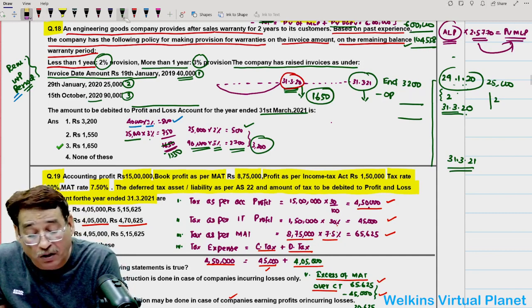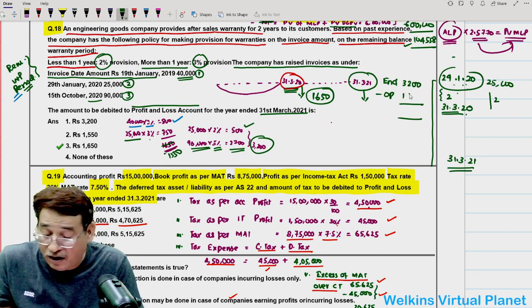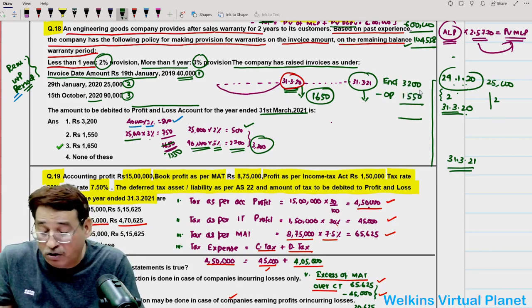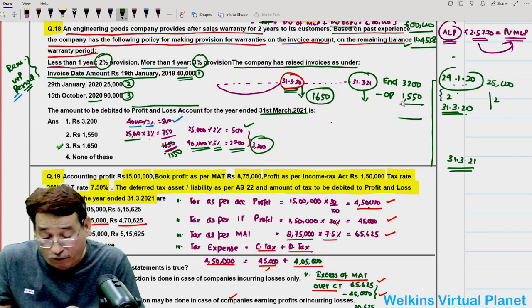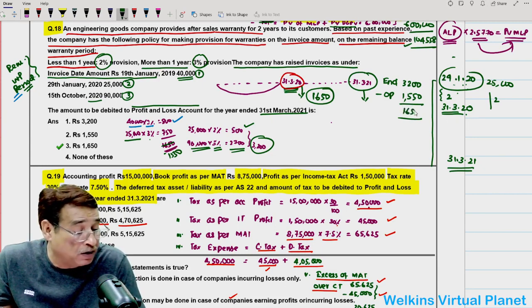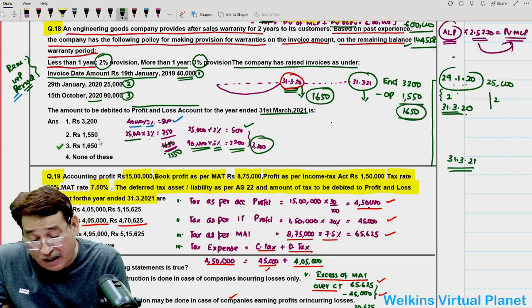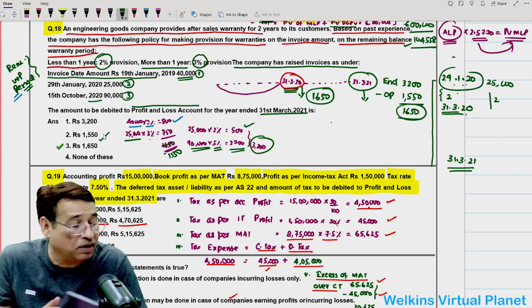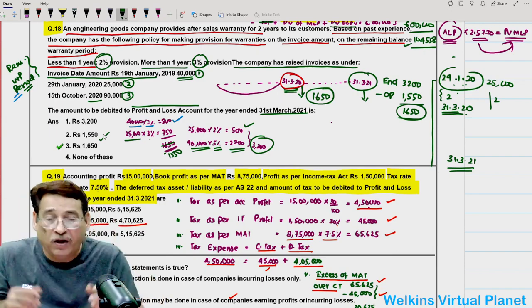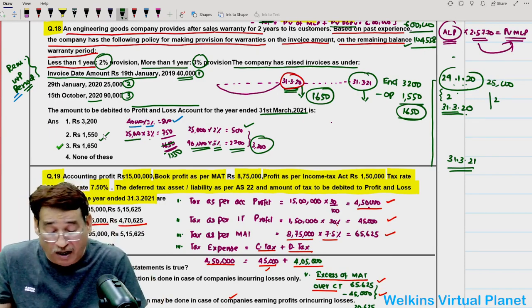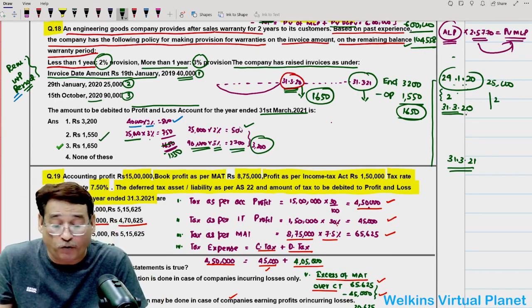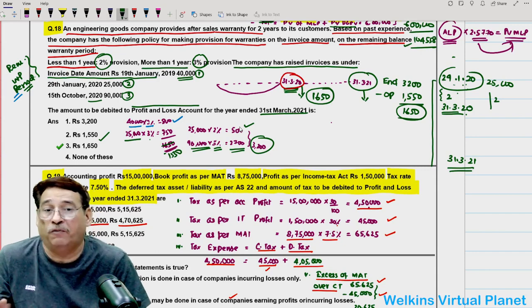I think the provided answer is correct. I am not going to change my answer. That is also very important. So 1,550 minus 3,200, 1,650 is correct. So this is how you are going to find out the answer. And let me tell you, many among us are simply stretching their hair about how the answer is 1,650, but it is correct provided you are familiar with all the rules of the provisions.